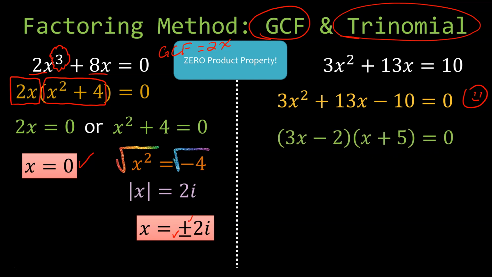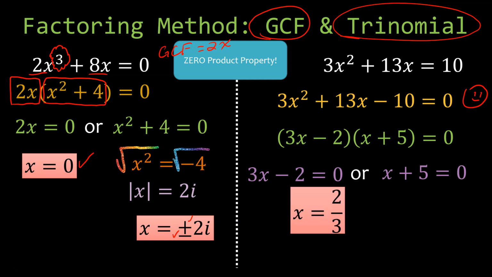If you need help with factoring, watch the previous video on factoring. So now we have 2 factors. So either 3x minus 2 is 0 or x plus 5 is 0. If 3x minus 2 is 0, I add 2 and divide by 3, so x is equal to 2/3. And if x plus 5 is 0, I subtract 5, and x is negative 5. Okay, now again, plug in your solutions to make sure they are correct.